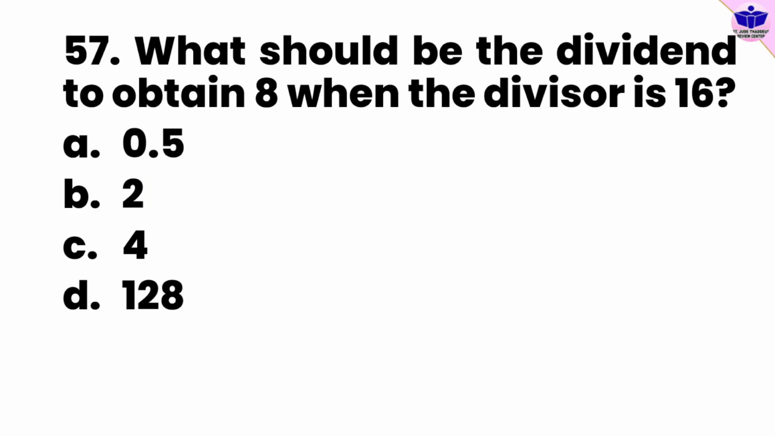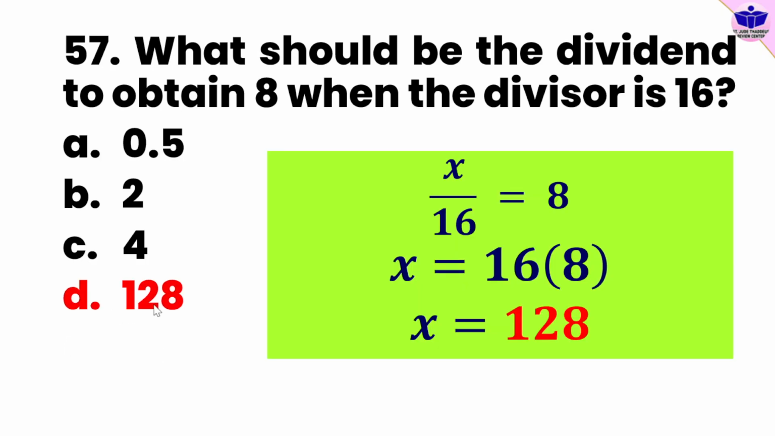Number 57. What should be the dividend to obtain 8 when the divisor is 16? A, 0.5, B, 2, C, 4, or D, 128. The dividend is the number to be divided, and the divisor is the number that divides it. So the answer is letter D, 128.